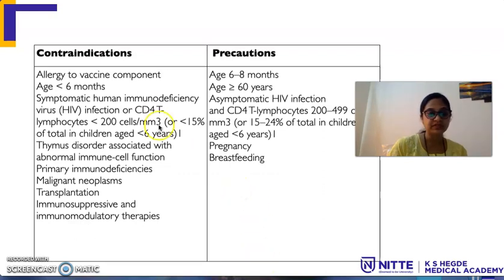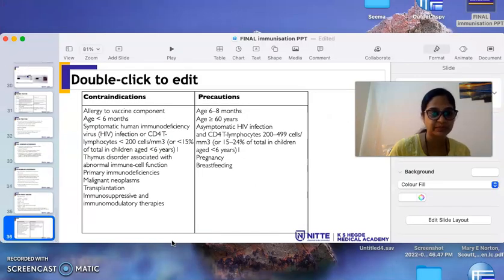So these are the contraindications or precautions. We do not give yellow fever vaccine to those less than 6 months, more than 60 years, when there is HIV infection, and during pregnancy and breastfeeding. A few of the contraindications we mentioned for live vaccines also hold good for the yellow fever vaccine.